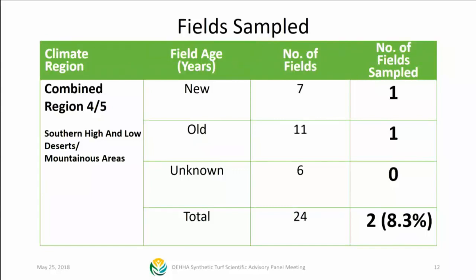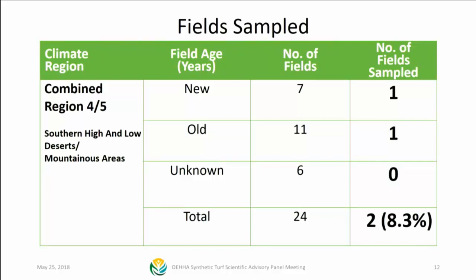Here we see the combined Region 4 and 5, which covers the southern high and low deserts and mountainous areas of California. We sampled 1 new and 1 old field in this region. We did not sample any fields from the unknown age category. We reached out to field owners of all the fields in this region and only received 2 agreements to sample 2 fields. Therefore, our total sampled are 2 fields in Region 4 and 5.